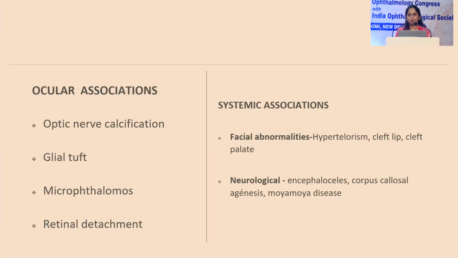Systemically, all the morning glories will have midline anomalies. You can see that they have widely spaced orbits, hypertelorism, they can have cleft lip, cleft palate. Even in the brain there are midline anomalies. It can be encephalocele, corpus callosum agenesis, and Moya-Moya disease. Moya-Moya disease is a condition where you see narrowing of the cerebral arteries. So whenever you find a child with a morning glory disc, do an MRA to find out this Moya-Moya disease.